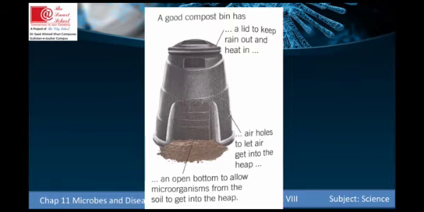Look at this diagram. A good compost bin has a lid to keep rain out and heat in, air holes to let air get into the heap, and an open bottom to allow microorganisms from the soil to get into the heap.